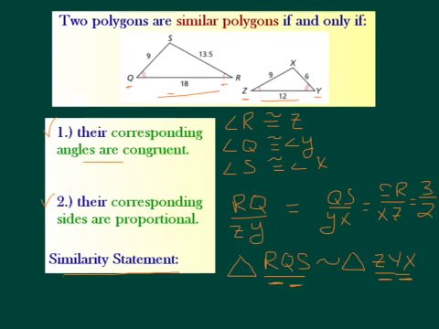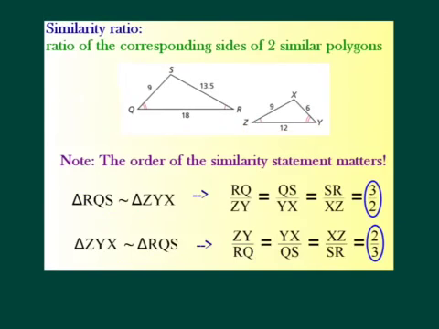Great. So that's important. Now the ratio of the corresponding sides of two similar polygons has a name. It's called the similarity ratio. We just found that the similarity ratio between these corresponding sides is 3/2, which we found in the previous example. That is, if my similarity statement reads triangle RQS is similar to triangle ZYX.